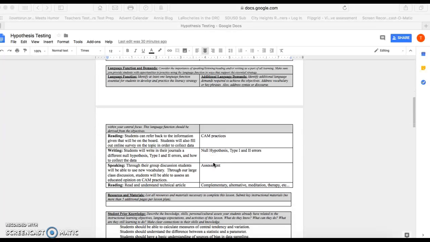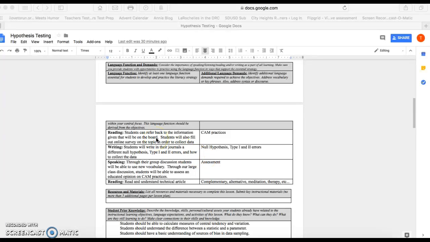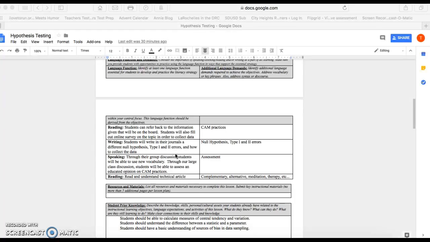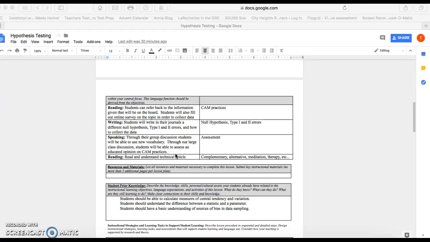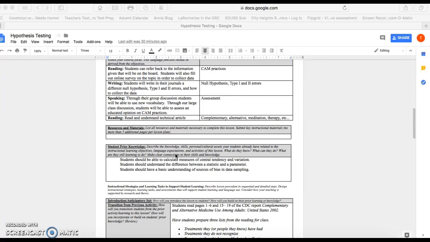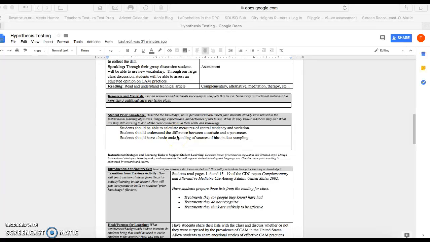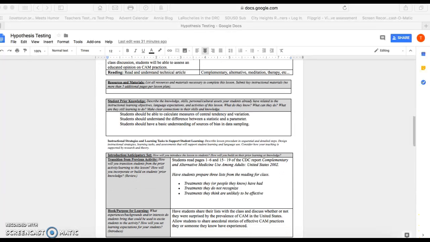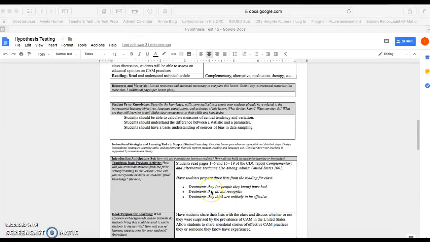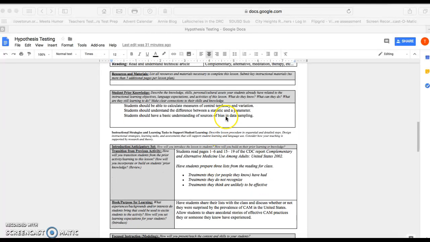For my language function and reading, after I go over the terms, I'm going to have the terms up on the board so they can refer back to them. Writing, they're going to be writing in their math journals for a bit. And then speaking, they're going to have group discussions, and we're going to have a whole class discussion on the topic. So prior knowledge, students should be pretty flexible with their knowledge and know a lot already, especially with calculating measures of central tendency and variation.